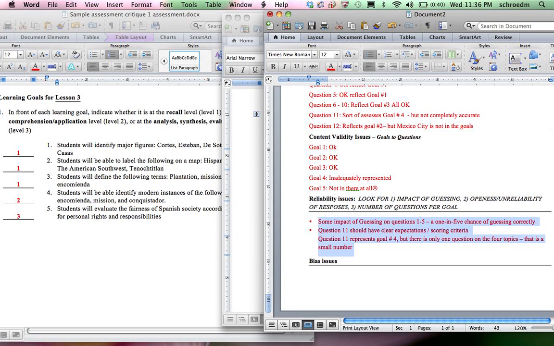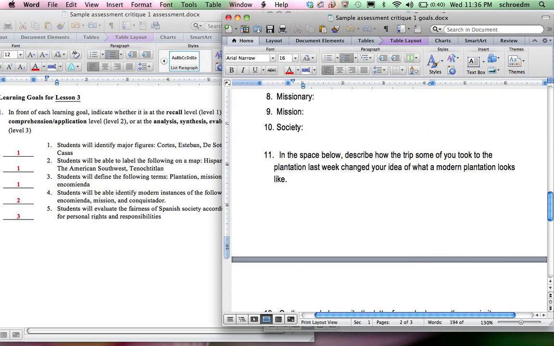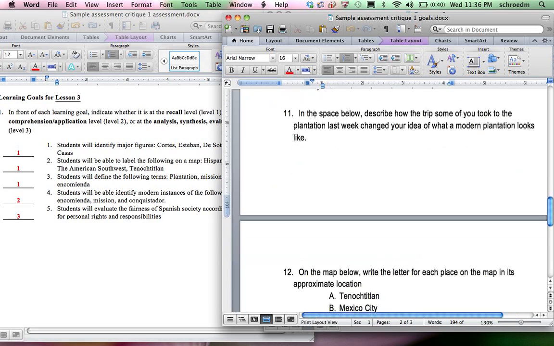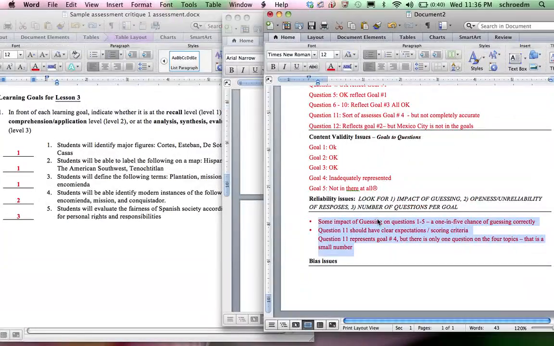If I'm talking about the openness or unreliability of responses, question 11 is, I could get a lot of stuff for that, and I have to start asking myself whether or not things were accurate. I didn't tell them how many comparisons they need to make. I'm really not setting any kind of parameters for the kind of response I'm looking for, so I'm probably going to get a big mishmash of all kinds of stuff, so it doesn't really have clear expectations or scoring criteria.